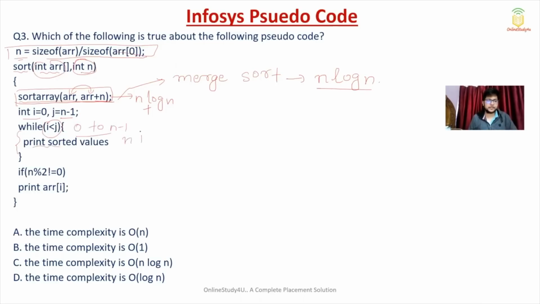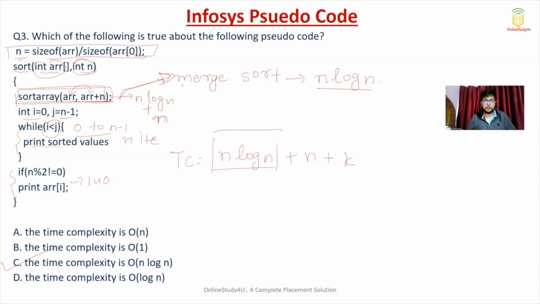So there are n iterations, so time taken will be n here: n log n plus n. And this will be one unit operation again, one unit operation. So the entire time complexity will be n log n plus some constant unit operations. As I've discussed before, we always take the highest order term, so this is the highest order term, and this is the entire time complexity of this code. So C is the correct option. Basically, what we need to know is that the sort function uses the merge sort technique.